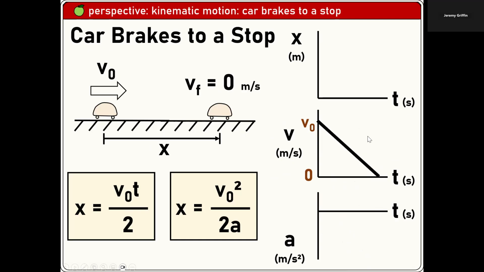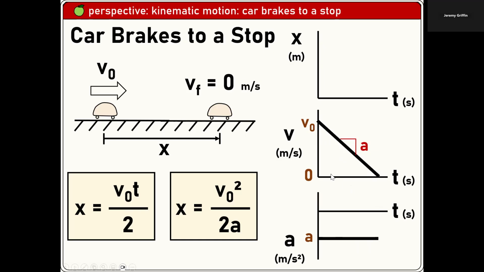What does the slope of that graph represent? The acceleration. Aha, bam, right there. That also tells you the third graph. It's a constant negative value. How about the area under the curve? What does the area under the curve represent? Yeah, the distance, the braking distance.